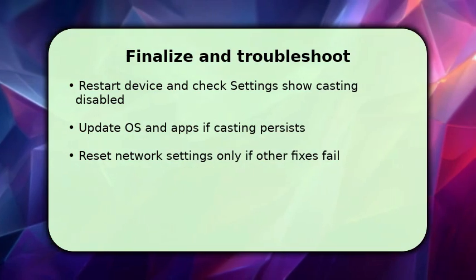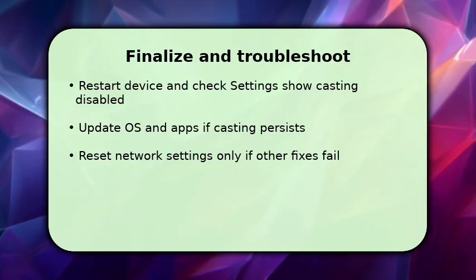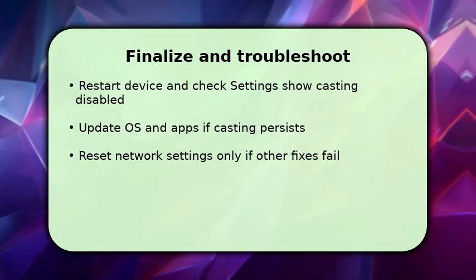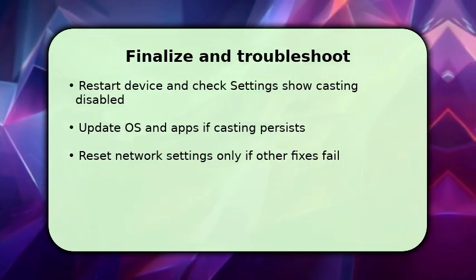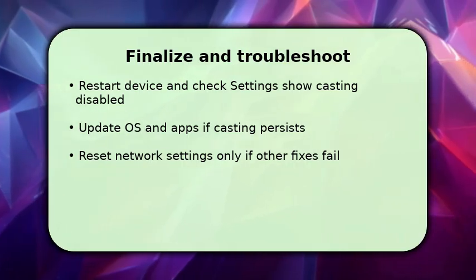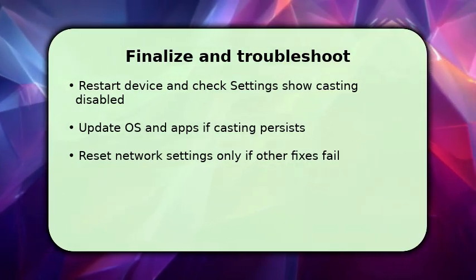Finish by rebooting your device. This clears lingering sessions and ensures the new settings stick. After restart, confirm settings shows casting disabled and that no receivers appear. If casting still happens, update the OS and any streaming apps. Outdated software can ignore toggles.